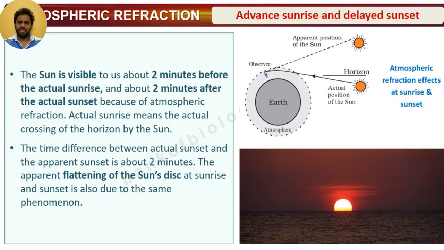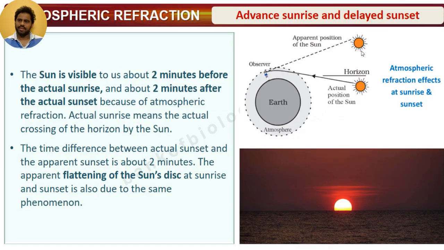So what is happening? The sun has not risen. See, this is the observer on Earth. The sun is still below the horizon, but we see the sun at sunrise. So we see the sunrise 2 minutes earlier than the sun actually rises. That is advanced sunrise. Delayed sunset means the sun has already set, but we still see the sun.